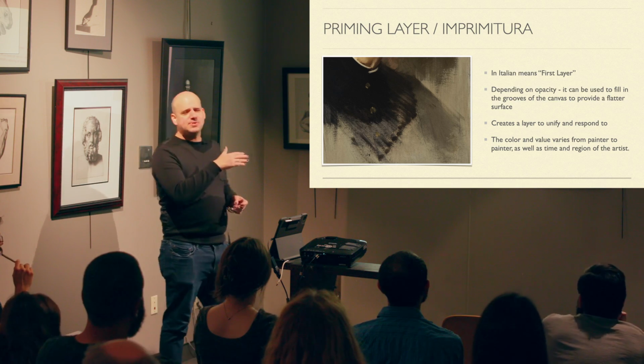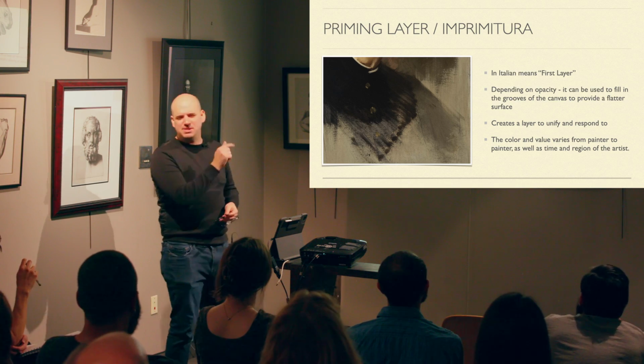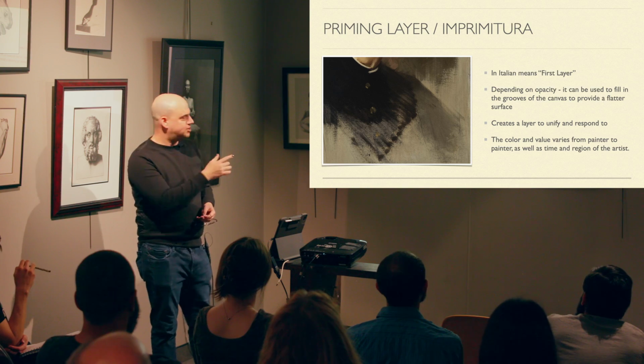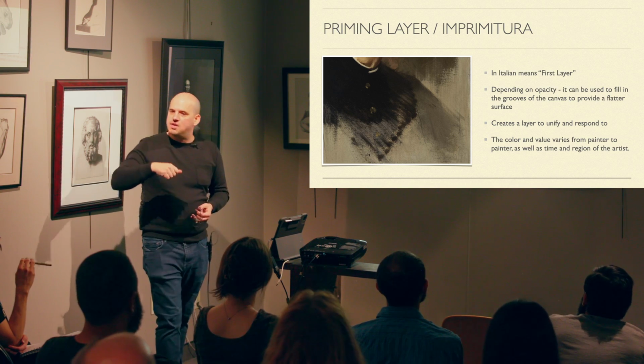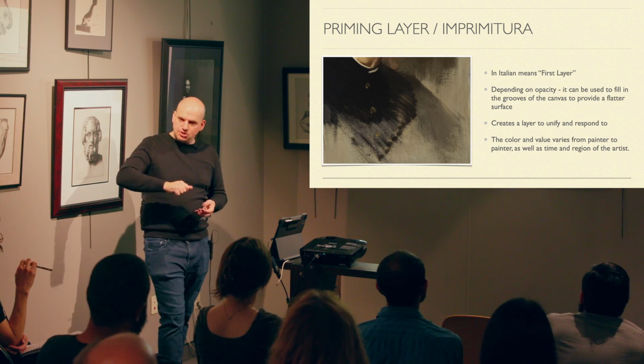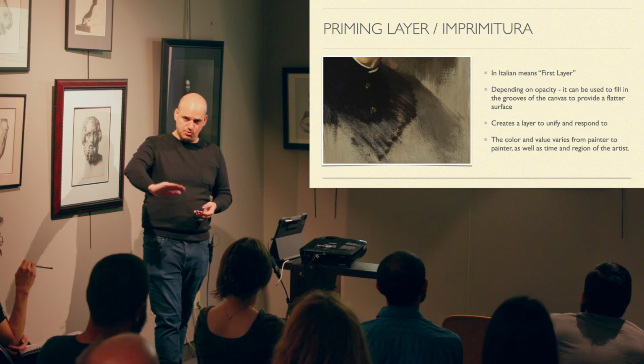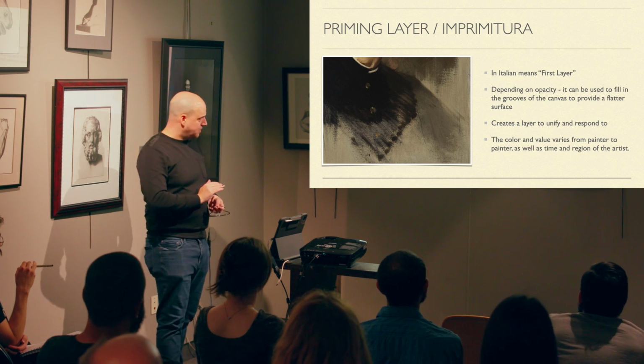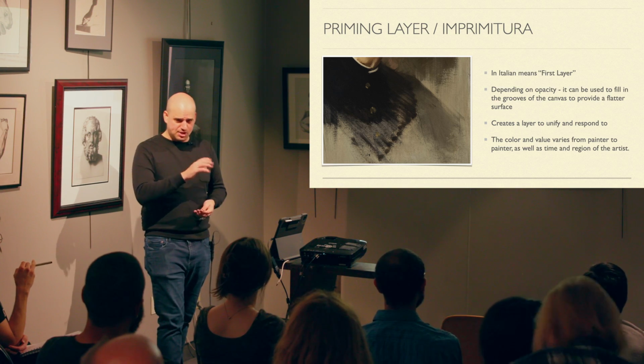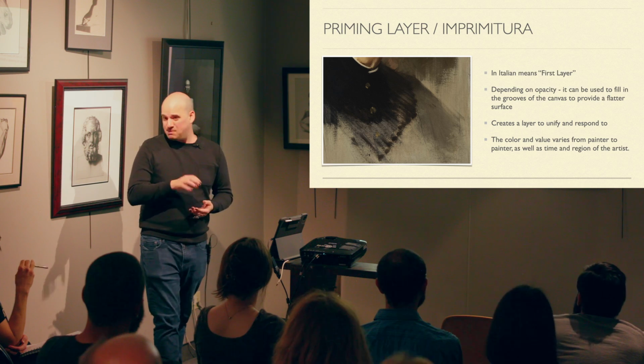So painters, and this actually does happen more in the future, like with Caravaggio, will use a thicker imprimatura to fill in the grooves of the canvas to make a smoother surface to paint on. Although, again, at this time, Titian is using coarser canvas, but he's in the minority here.